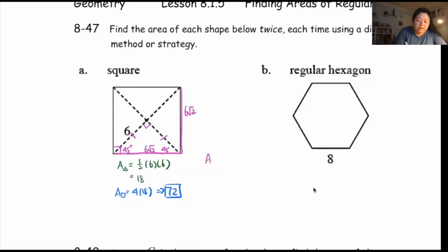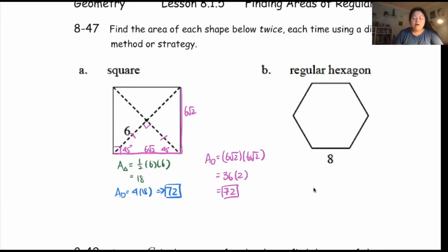So another way of finding the area of a square is to take 6 root 2 times 6 root 2, right? Now, don't forget, when you multiply something like that, you multiply the numbers outside. So 6 times 6 is 36, and then root 2 times root 2 becomes 2. So that also gives me 72. So both ways would get you the same answer.